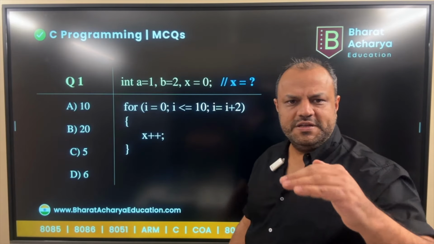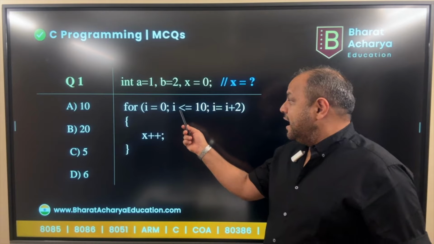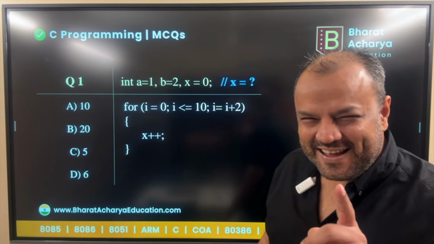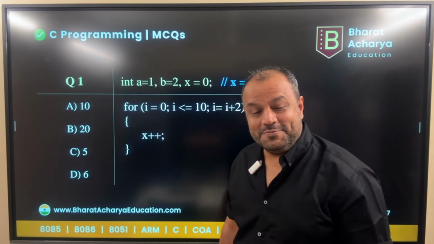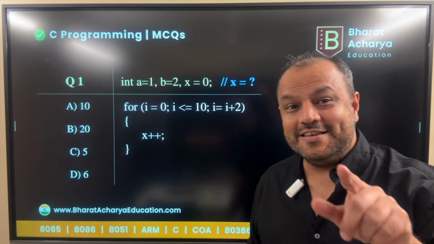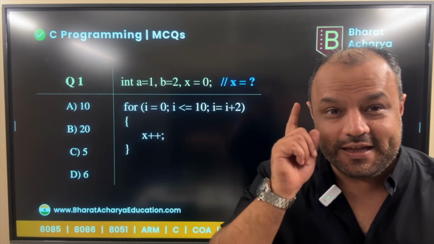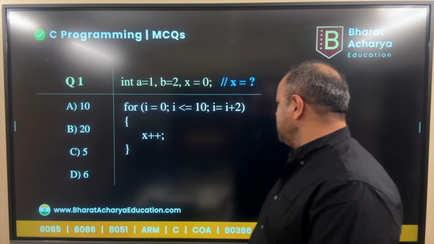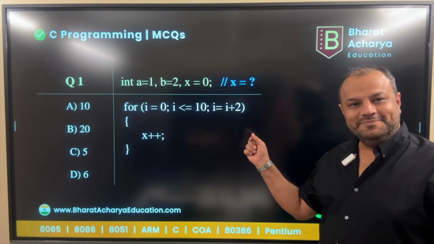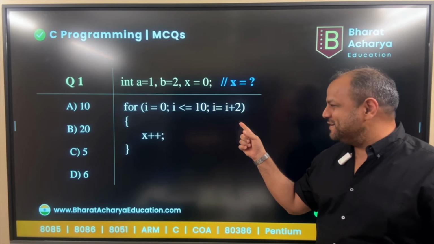For i is equal to 0 means the starting condition is i is 0. i less than or equal to 10. There is a big difference between writing i less than 10 and i less than or equal to 10. When you write less than or equal to 10, that means when i is 10, even that time the iteration will take place. This is the catch of the question.